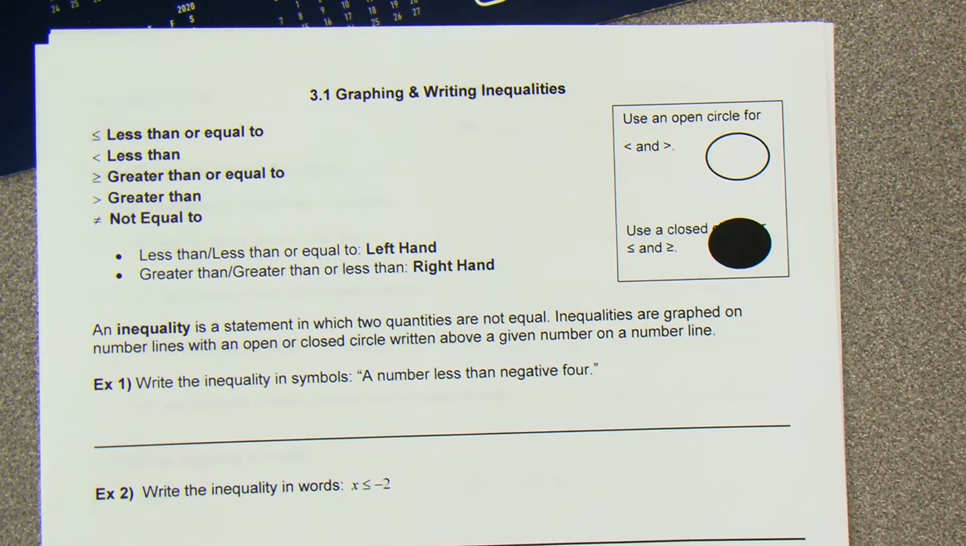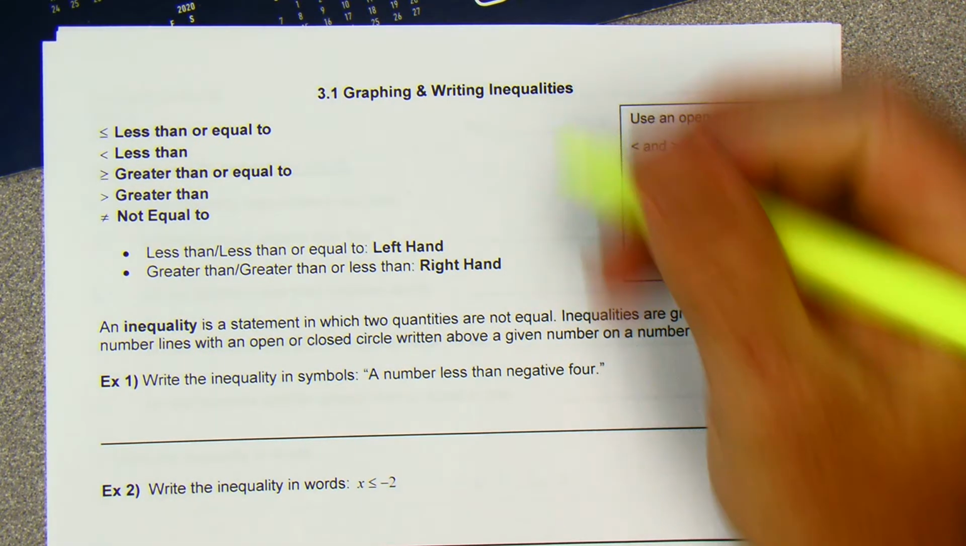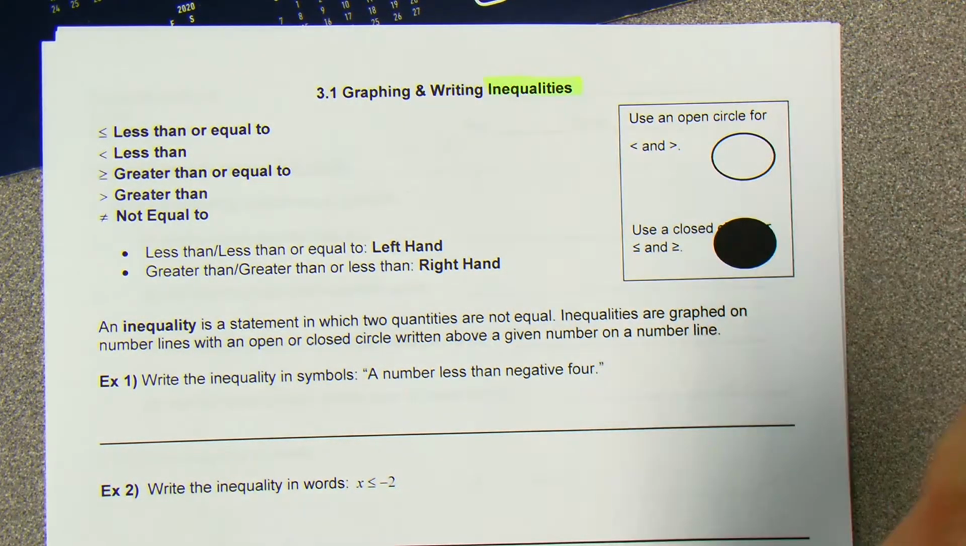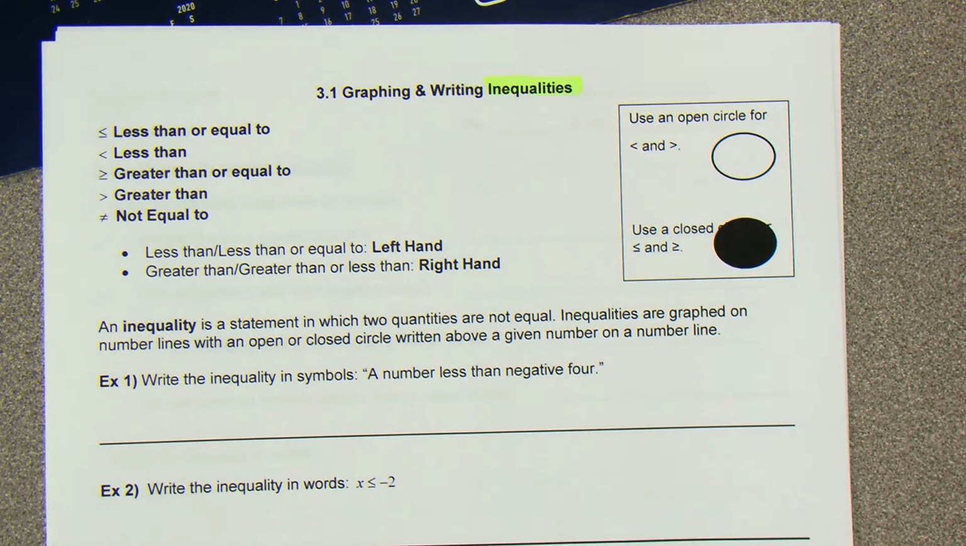All right. So today we are graphing and writing inequalities. Inequalities are comparisons of numbers. So if you've ever heard of greater than, less than or equal to, greater than or equal to, not equal to, those are all inequalities. They're inequalities because they are not equal. They cannot use an equal sign for them.